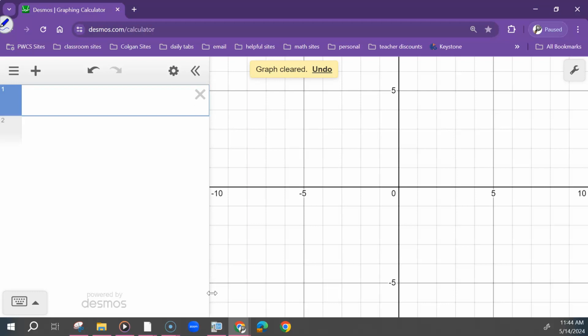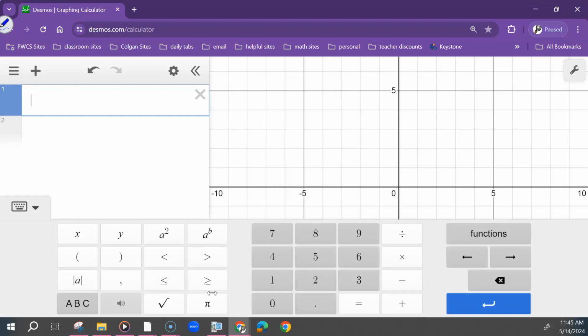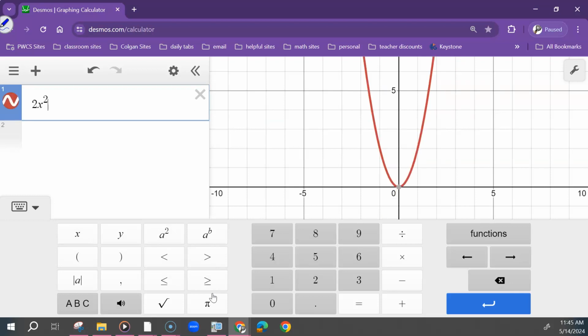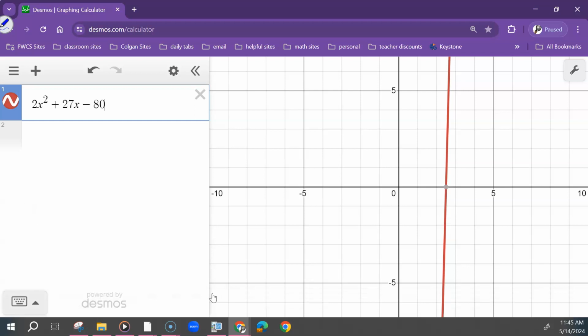Anything where it asks you to find the roots or solutions, x-intercepts, y-intercepts, zeros, type that into Desmos and see where it crosses either the x or y axis. If you want, you can put equals 0, or you can just put the first part. It doesn't matter. You may have to zoom out.